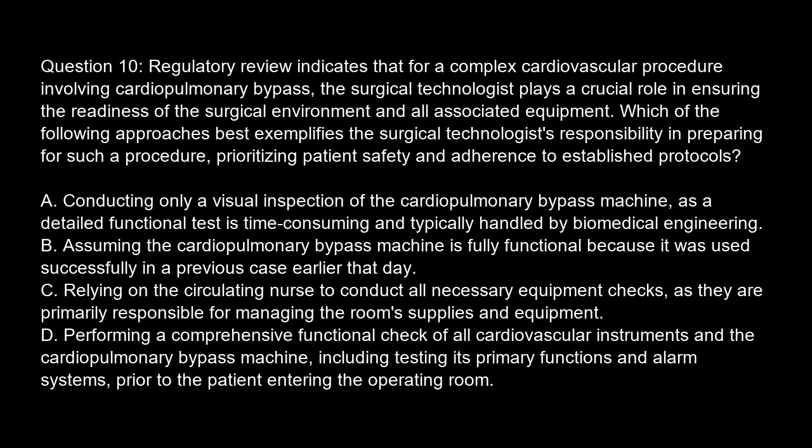Option A. Conducting only a visual inspection of the cardiopulmonary bypass machine, as a detailed functional test is time-consuming and typically handled by biomedical engineering. Option B. Assuming the cardiopulmonary bypass machine is fully functional because it was used successfully in a previous case earlier that day. Option C. Relying on the circulating nurse to conduct all necessary equipment checks, as they are primarily responsible for managing the room's supplies and equipment. Option D. Performing a comprehensive functional check of all cardiovascular instruments and the cardiopulmonary bypass machine, including testing its primary functions and alarm systems, prior to the patient entering the operating room.